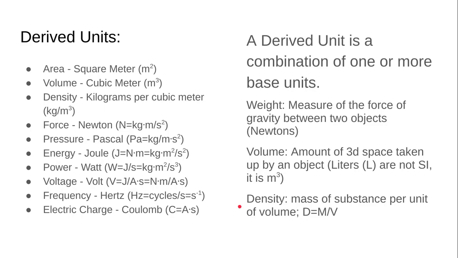Lastly, density. Density is the mass of substance per unit of volume. Now, density, you can use the equation D equals m over v to calculate. That is, the density of a substance is equal to its mass divided by its volume. Now, this equation can also be manipulated algebraically to get the mass of a substance or the volume of a substance.